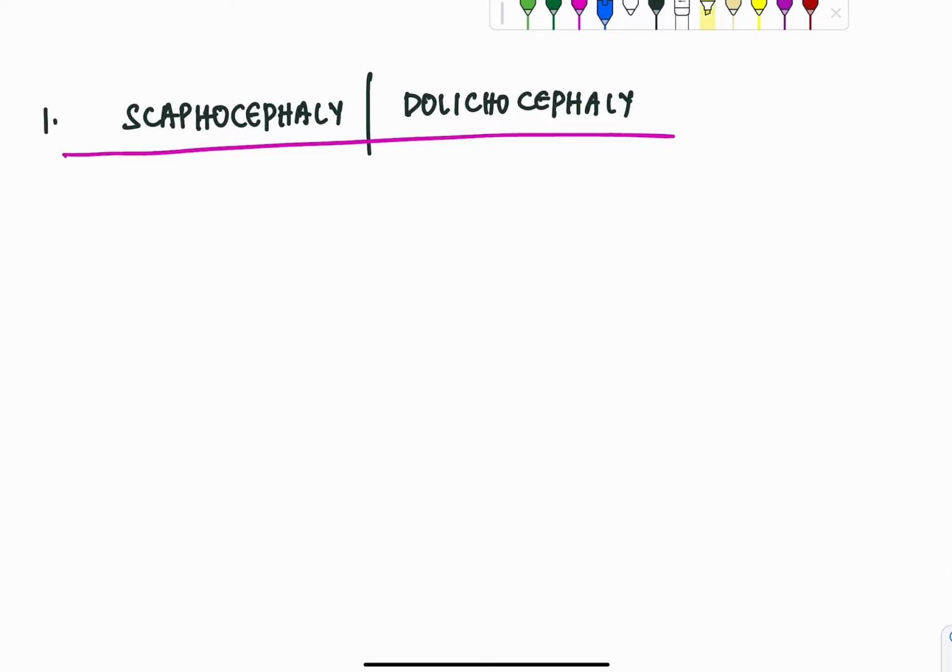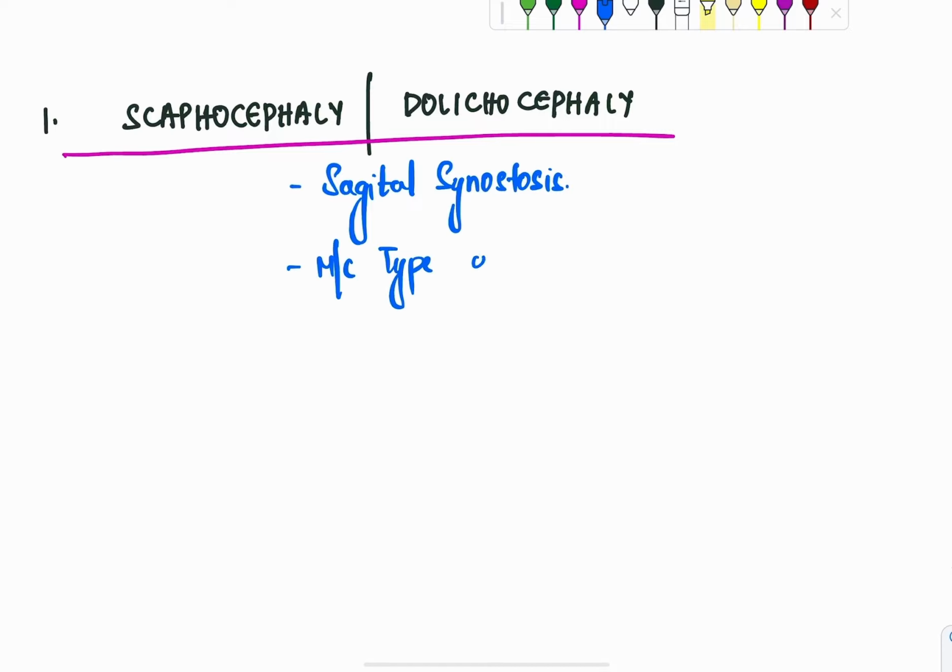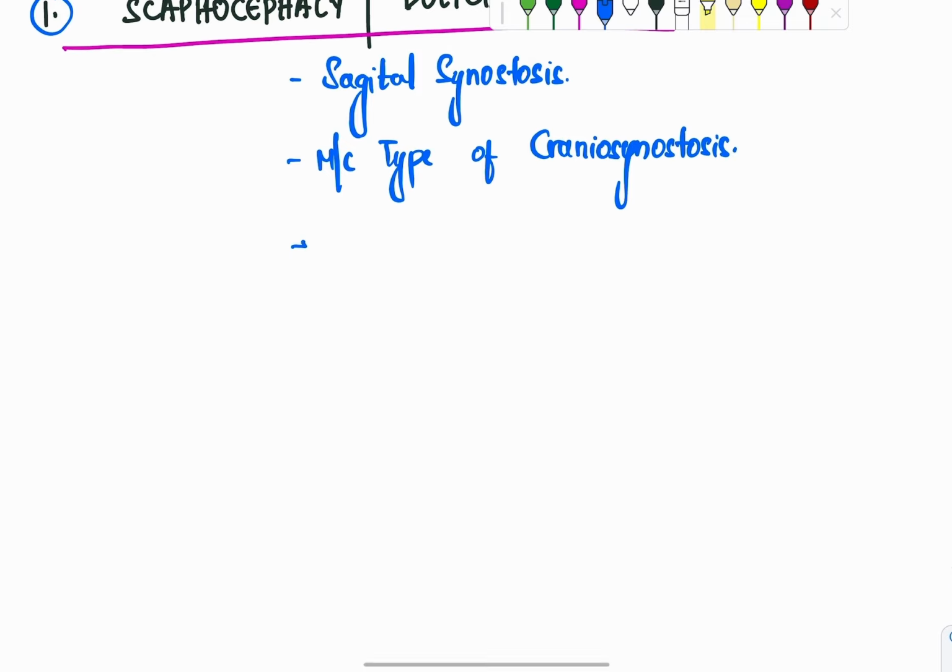Fusion of a suture is called synostosis. So I have to call it sagittal synostosis. Now this sagittal synostosis is the most common type of craniosynostosis. We are discussing craniosynostosis only right now. All these are the types, right? So far we discussed the first type, the most common type. In this, the sagittal suture is fused.